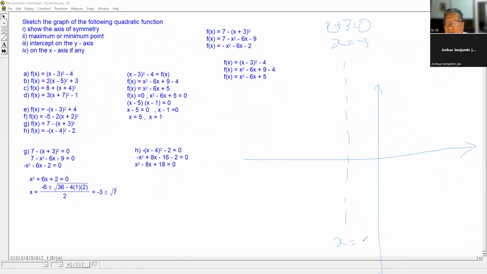X equals to -3. Then you see that the +7 here. +7 means from here you move up 7 steps. So this will be 7. Okay. Then when you expand the equation, the function, then you see that it's a -2. So it cuts the y-axis at -2. So the curve will be like this. It's also like this. Okay.